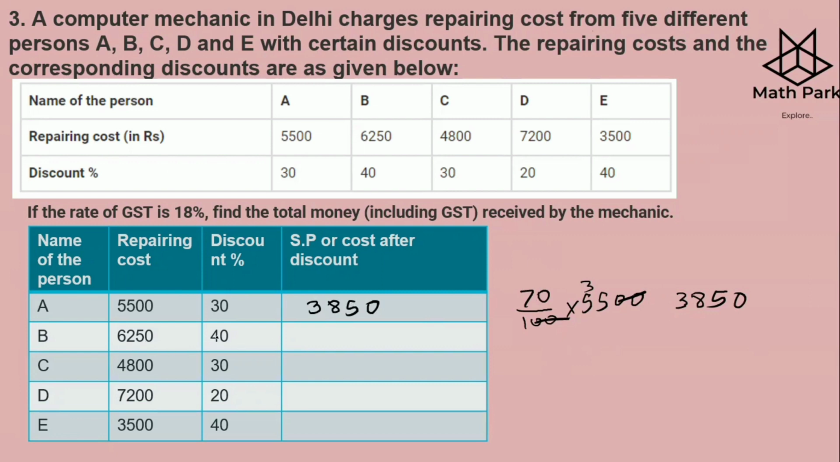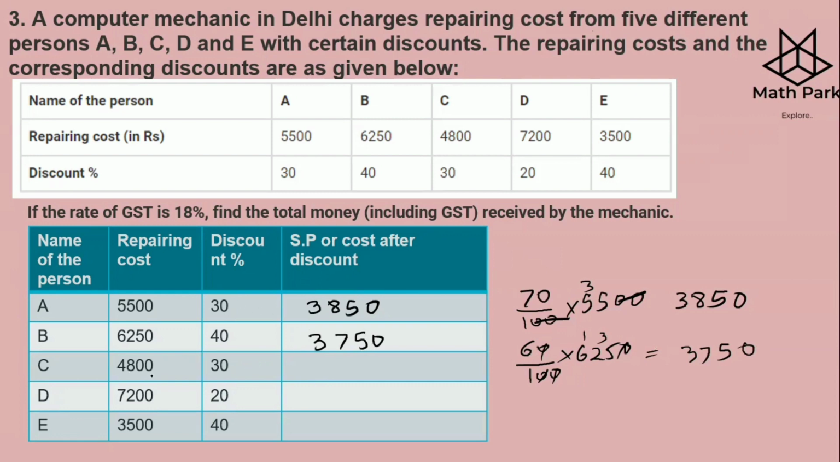Now for B, again 40%. So 100 minus 40 is 60. We just calculate 60% of 6,250. So simplify. So we have 625 into 6. 6 5s are 30, 3 carry, 6 2s are 12 plus 3, 15, carry 1. 6 6s are 36 plus 1, 37. So it is 3,750 is the cost after the discount, the selling price.